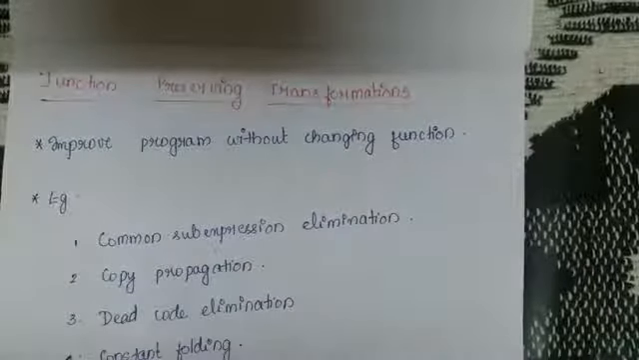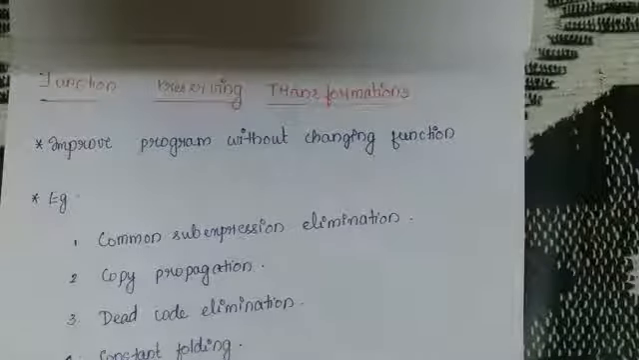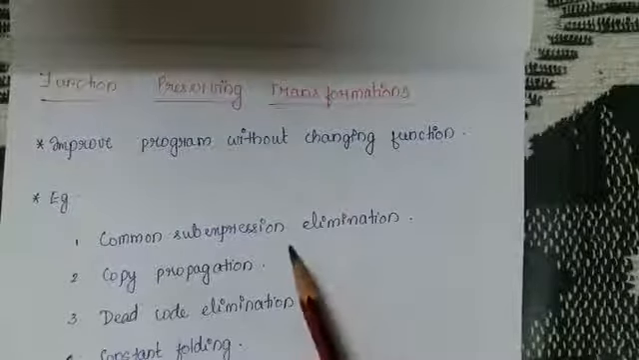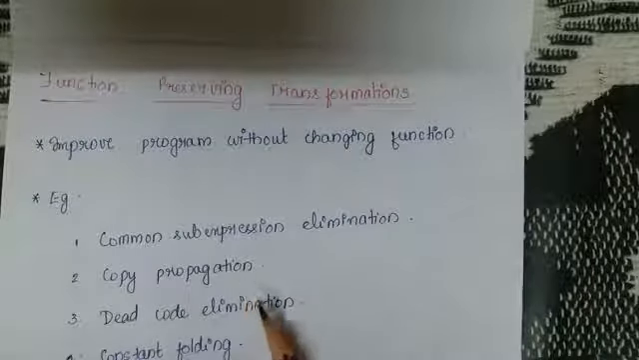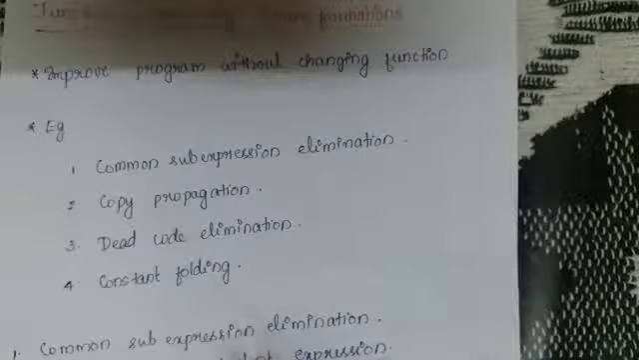Now we will see some topics coming under optimization, that is, the function preserving transformation. There are a number of ways in which a compiler can improve the program without changing the function. That is known as the function preserving transformation. Examples are common sub-expression elimination, copy propagation, dead code elimination, and constant folding. We will see them one by one.